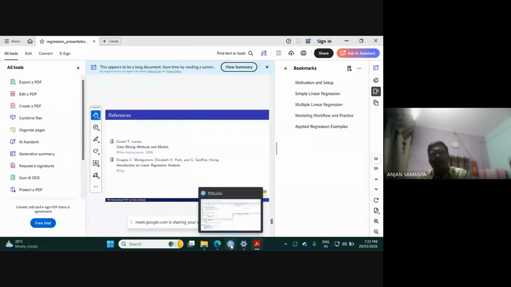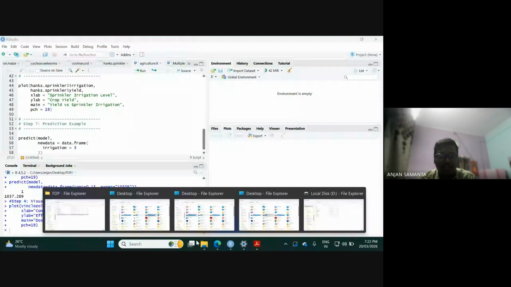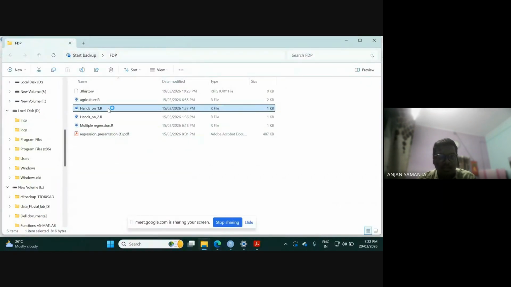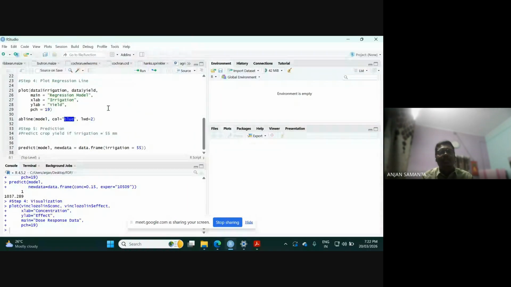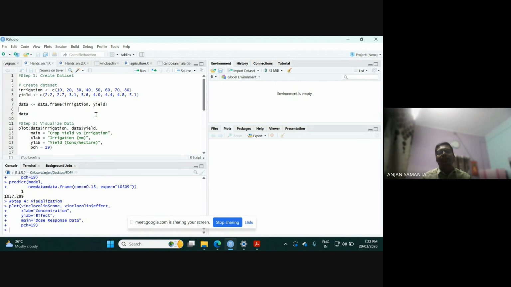Okay, I will go to the hands-on directly. So there are 4 codes I have taken. This is one software. I hope the screen is visible to all of you. This particular programming language is called R. It is a statistical programming language where statistical analysis is done in a very compact manner because of the packages that are available in R.